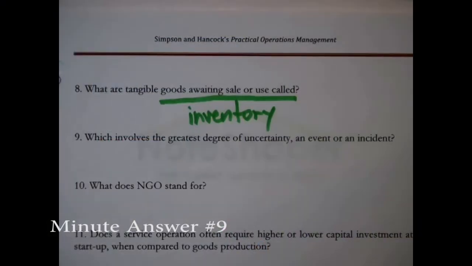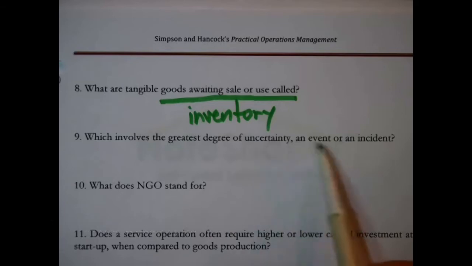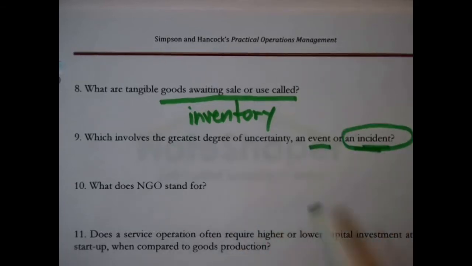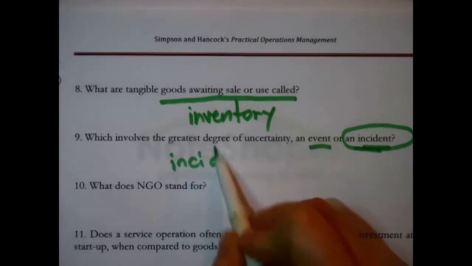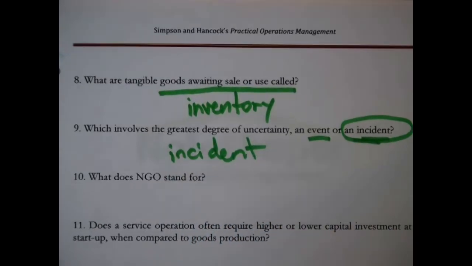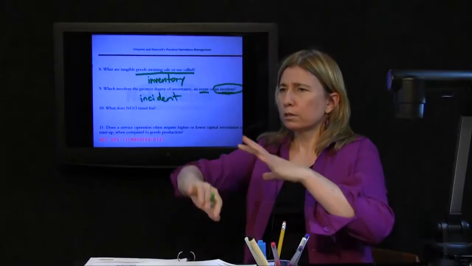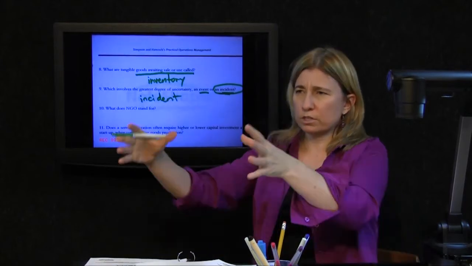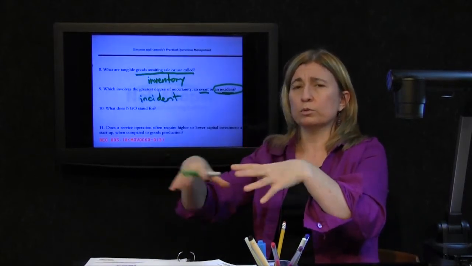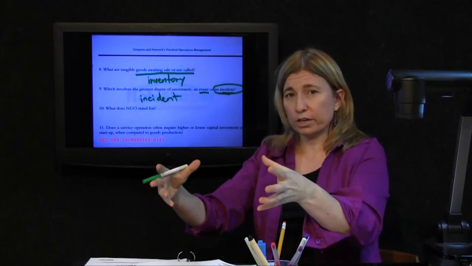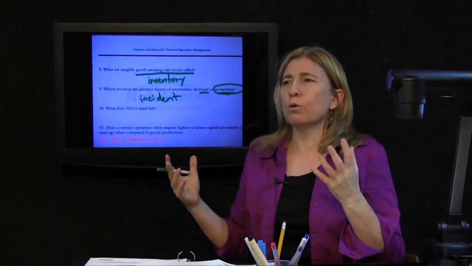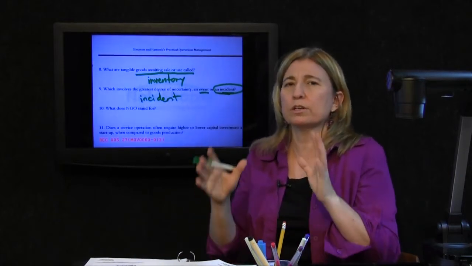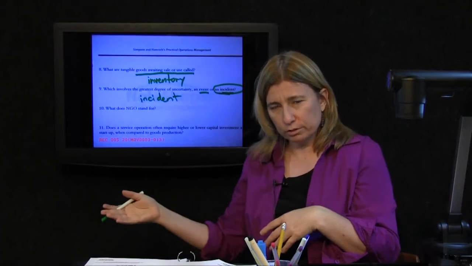All right, next question. Which involves the greatest degree of uncertainty? An event or an incident? Okay, between the two of these, definitely an incident. Think about it. Event management, an event may be very, very complicated, but to be an event, we have decided when in the future we're basically going to achieve it, or stage it, or provide it. An incident, you don't even know when you're going to be working on it because it's an incident. It's something that's unexpected, so it is even a higher degree of uncertainty.